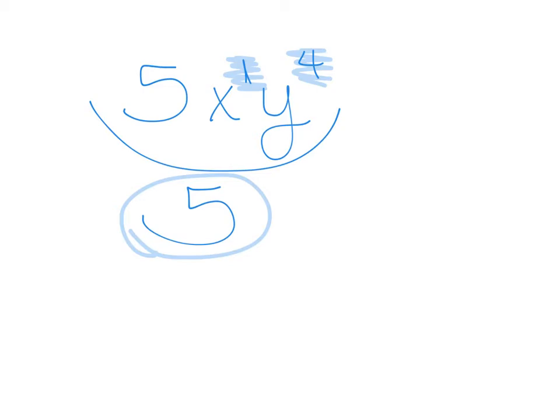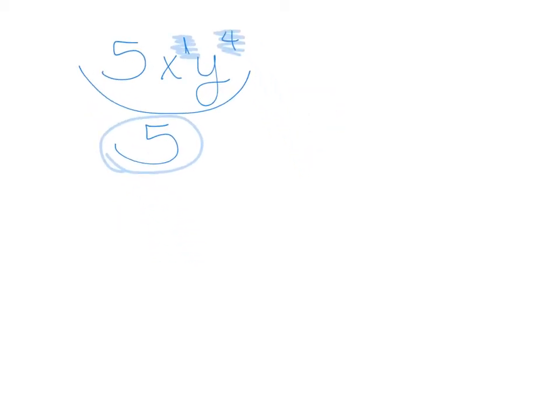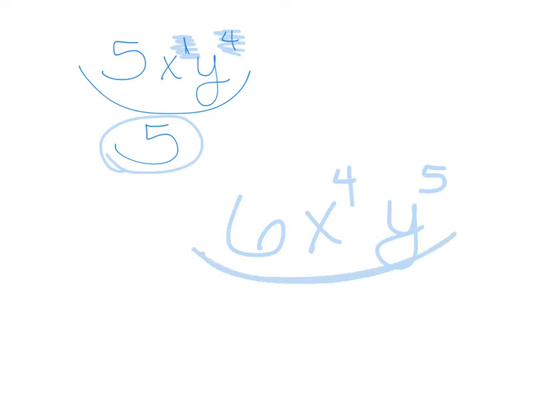Let's try another one. What if I give you 6x to the 4th, y to the 5th? What would be the degree of this monomial? 9. Okay, again, there's no plus or minus signs, so this is all together. So I have to add 4 plus 5 and get 9. What's happening is I think you're confusing it with the polynomials. Now, when it says find the degree of the monomial, you add all the exponents.